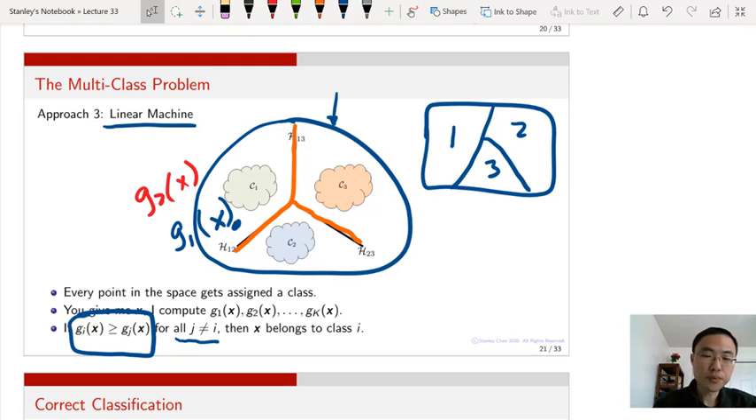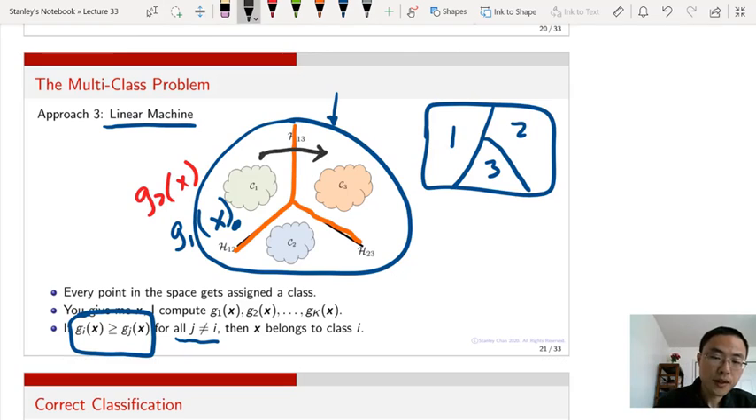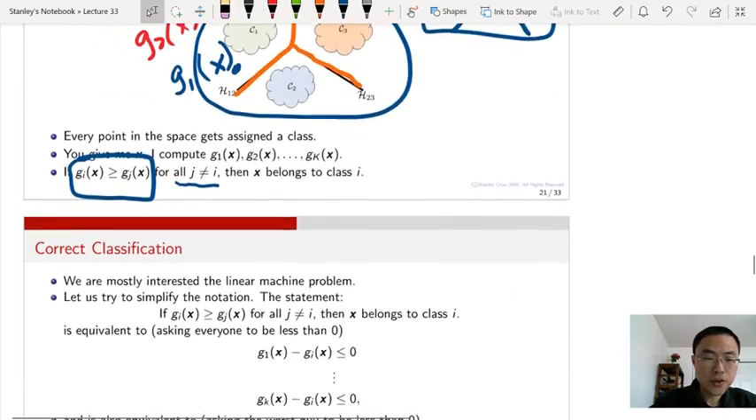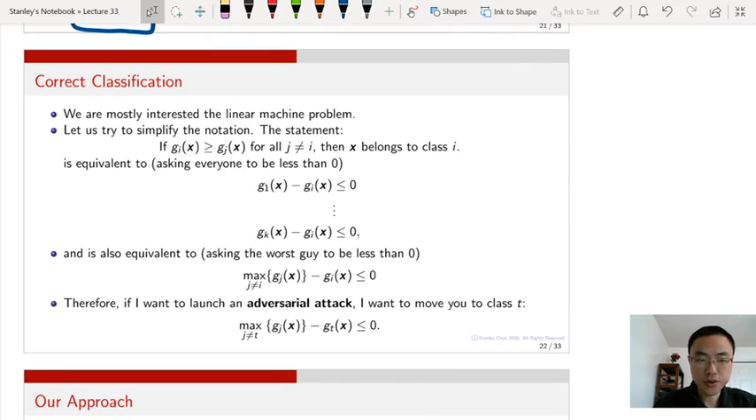For this multi-class problem, we are going to imagine that we have multiple classes of data points. There's no overlap. If I want to go from one class to another class, I will be able to travel to that class and I won't get stuck in an undetermined region. Okay, so let me also comment on this linear machine classification.